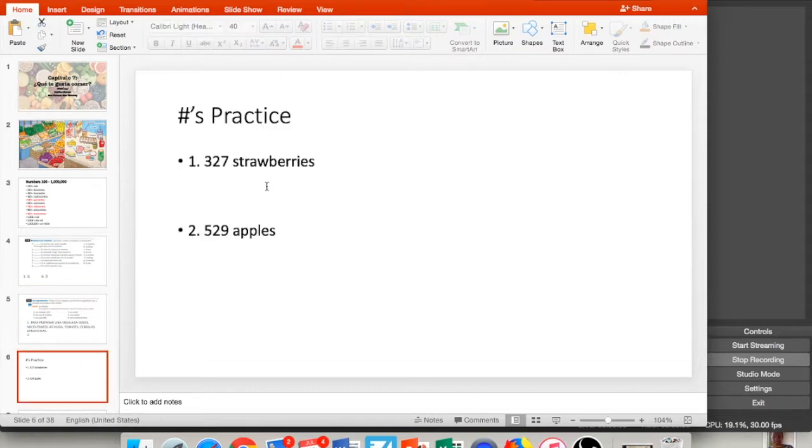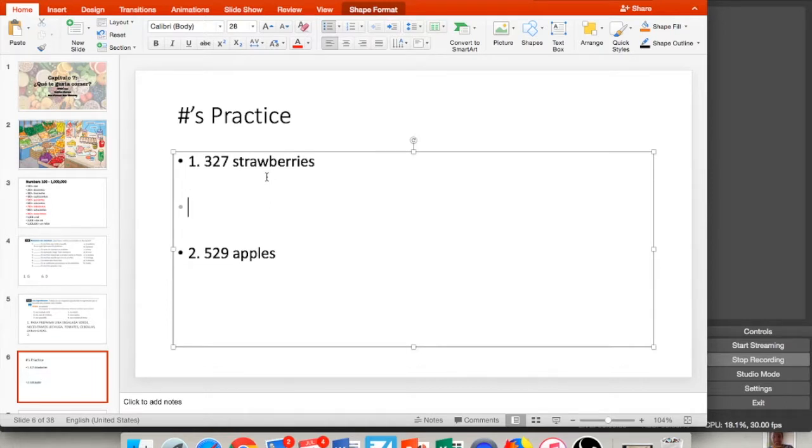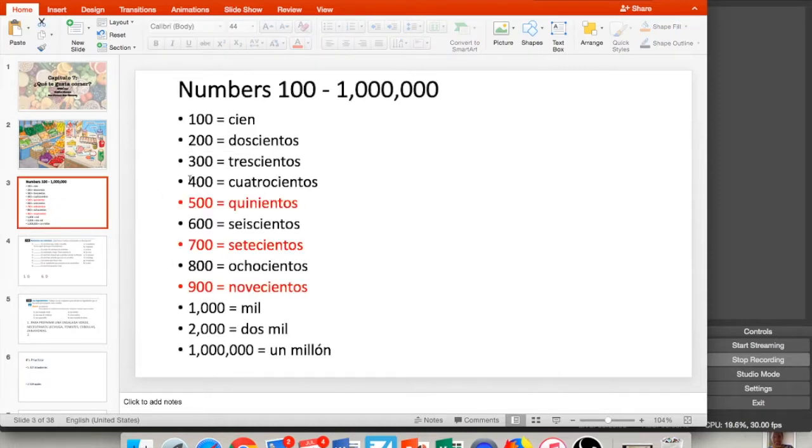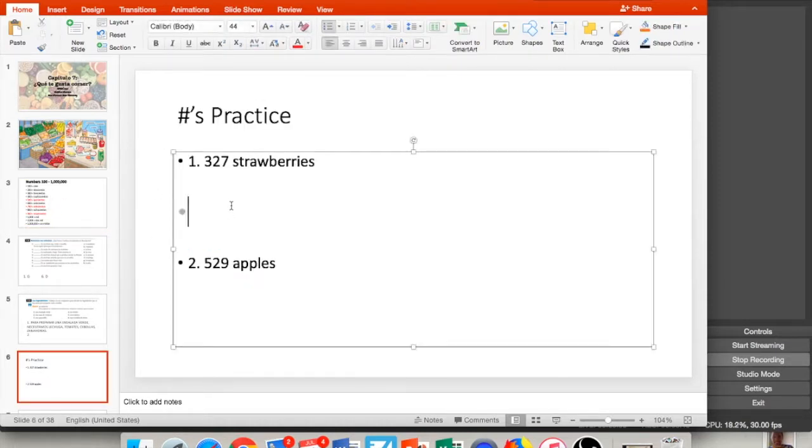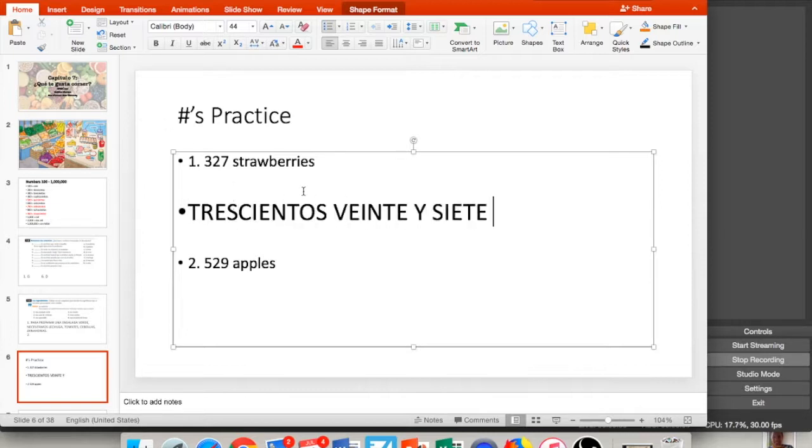Okay, I want to give you some practice also with writing out these numbers. So 327 strawberries. You can probably look back that 300 was 300. So 300, 20, you probably remember, is 20 y 7. So 327 fresas. We have 327 strawberries. We better make a strawberry pie.